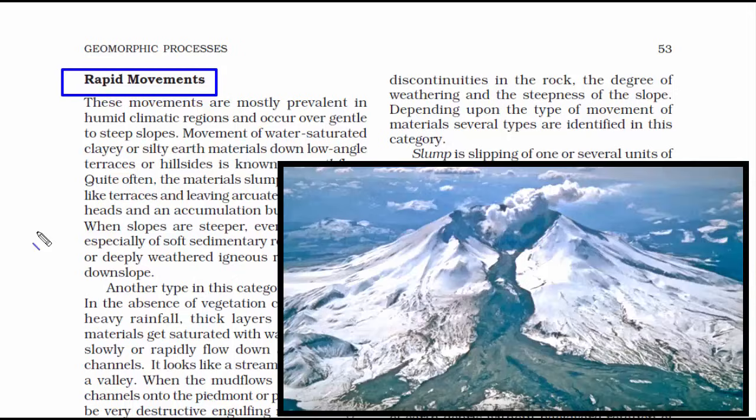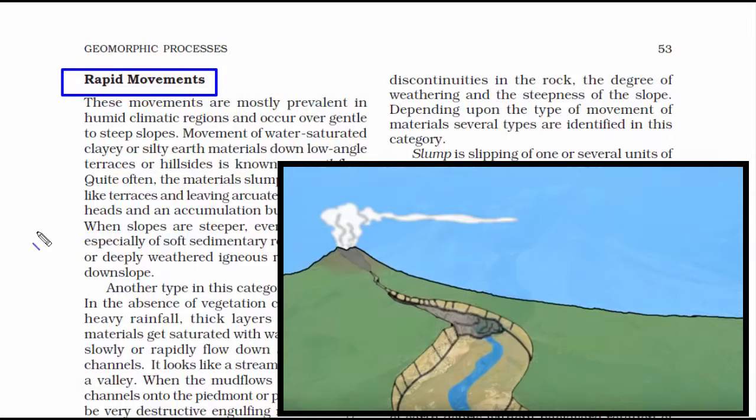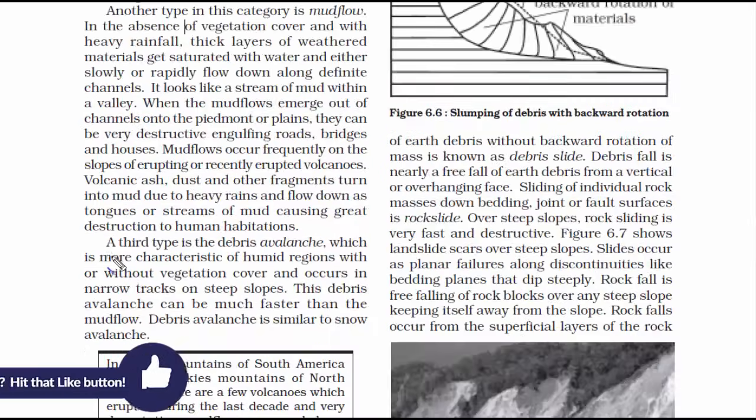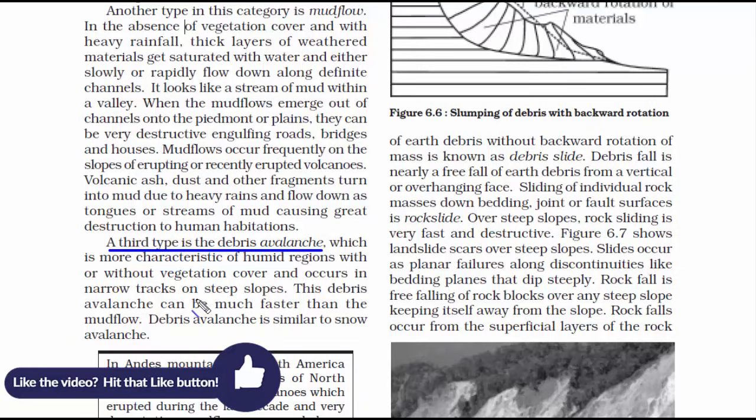Now the same action also occurs in volcanic regions. There also you have conditions like steep slopes, heavy rain, and volcanic ash that takes the place of soil and rock debris. The third type under rapid movements is debris avalanche.